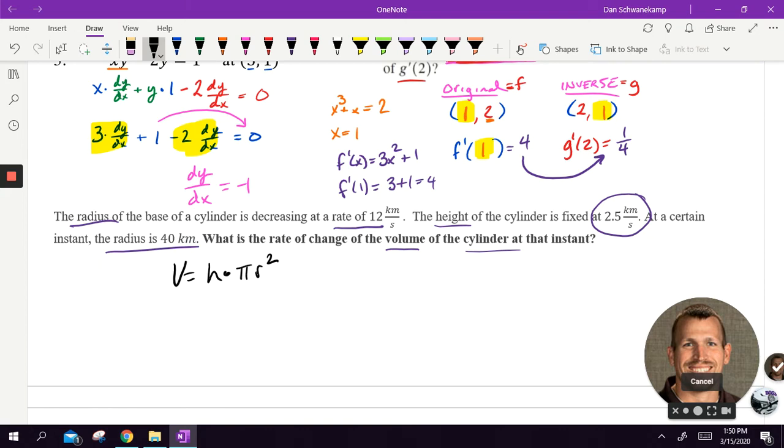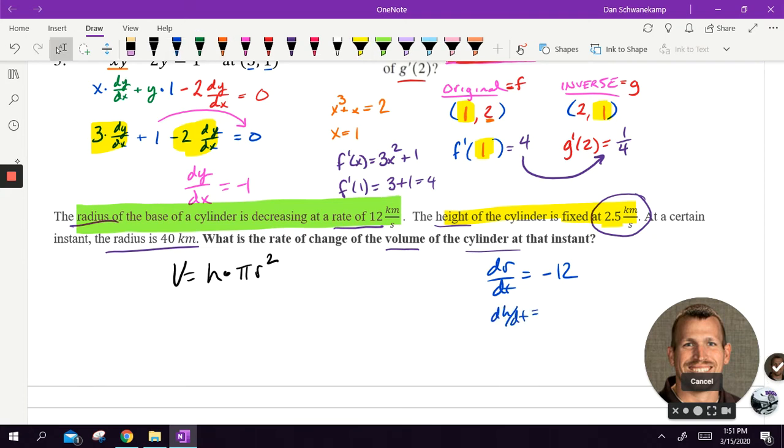So that's my formula. Let's see what things they told me. Well, they said the radius is decreasing at that rate, or in other words, the change in radius over time is negative 12 because it's decreasing. The height of the cylinder is fixed at 2.5. So the change in the height over time is 2.5. Just kidding. The change in the height is 0. Height is 2.5. It's not changing, though. It is a constant. So remember, we're going to plug in constants and do some different work with that. At a certain instant when the radius is 40, so when r equals 40, what is the rate of change of the volume? So ultimately our goal is to find dV over dt.